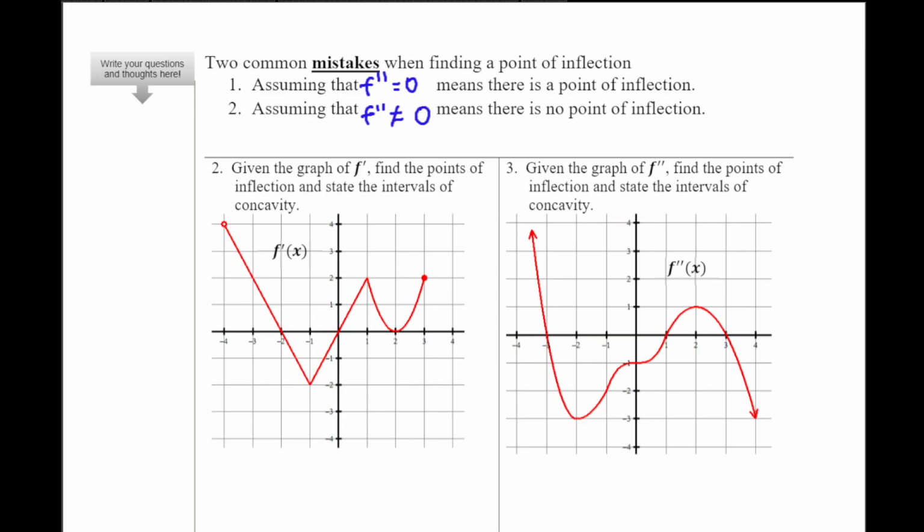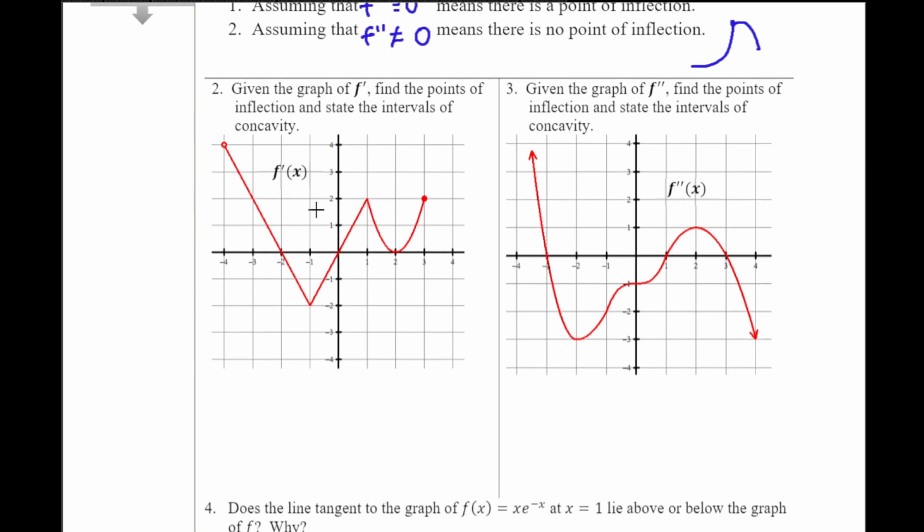Also, common mistake number two: assuming that when f double prime does not equal 0, there is no point of inflection. When I say does not equal 0, I could mean that f double prime is DNE at a specific point. A graph to showcase that: let's say we have a concave up function, but then there's a sharp curve here that goes to concave down. Right here at this point, the derivative does not exist because this is a sharp corner, but you're going from concave up to concave down. So it's still a point of inflection, even though f double prime is not 0 and, in fact, it's DNE.